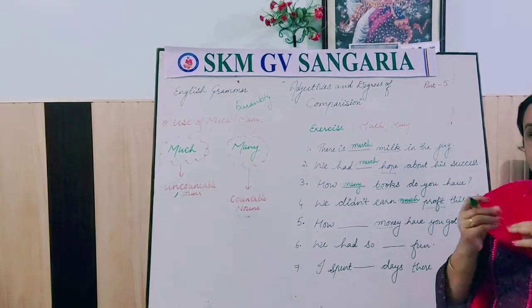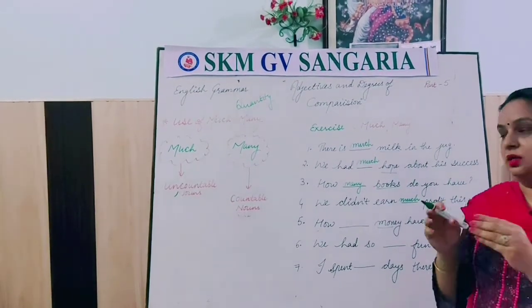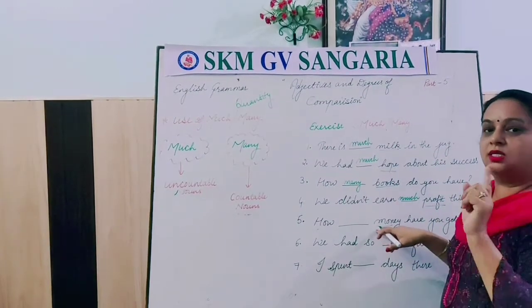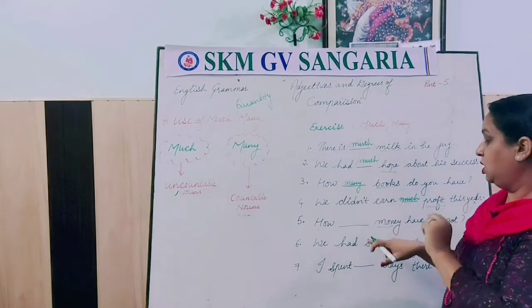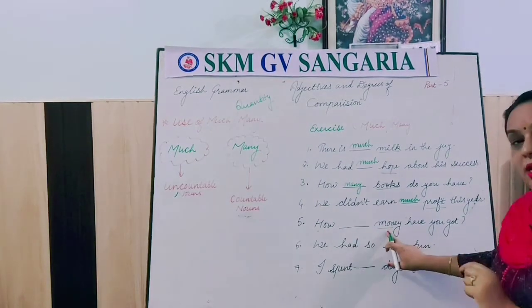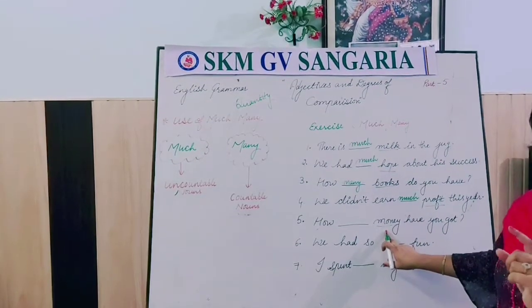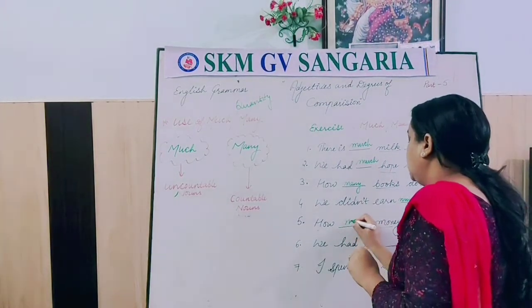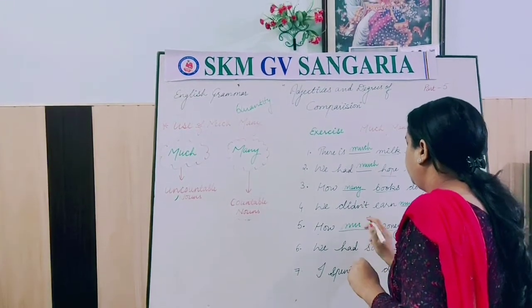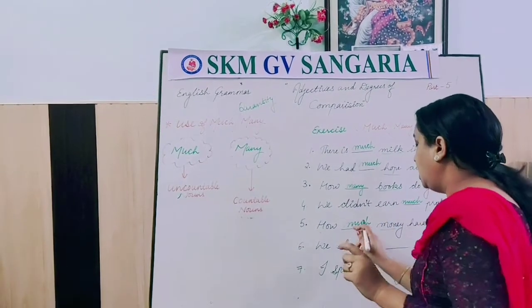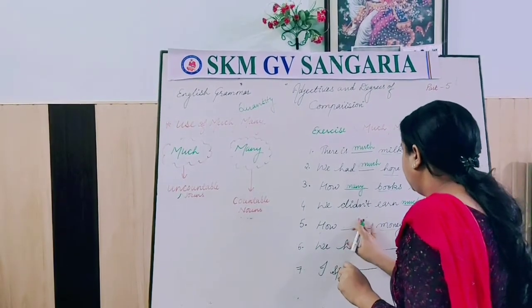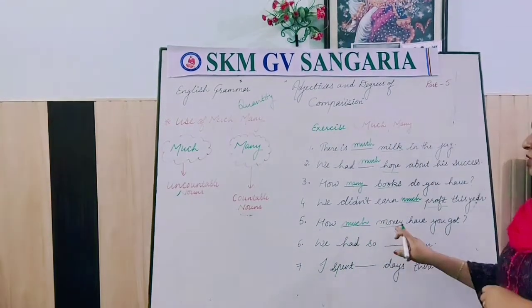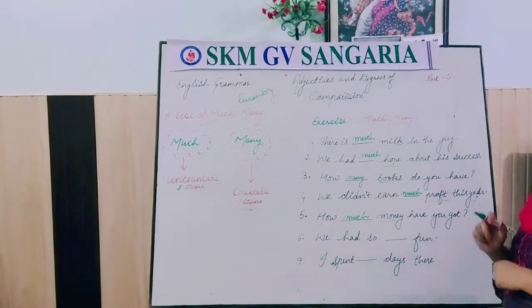We can count money which we have, but we cannot count money here in English grammar. Money is not changed into monies, okay? So how many money or much money? What do you say? Much money, because money is uncountable. Let me write it once again. How much money have you got?